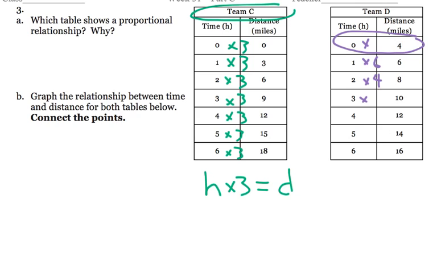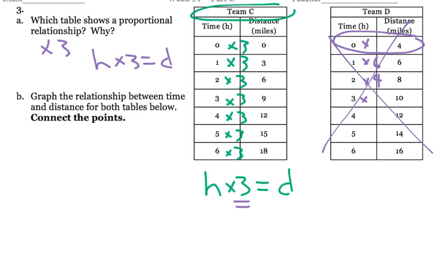So it's looking like this one is not proportional, and Team C is, because it has a constant of proportionality. It's always times 3, and you can write an equation for it. H times 3 equals D. Alright, and for the last part, I'm not sure if you're going to need to do this on the state test, but it's a good thing to review. We need to graph the points in these tables.